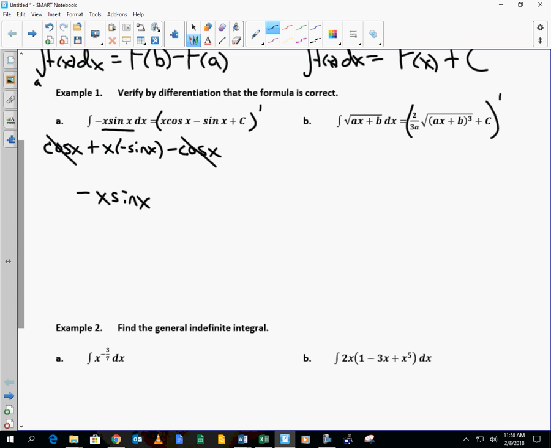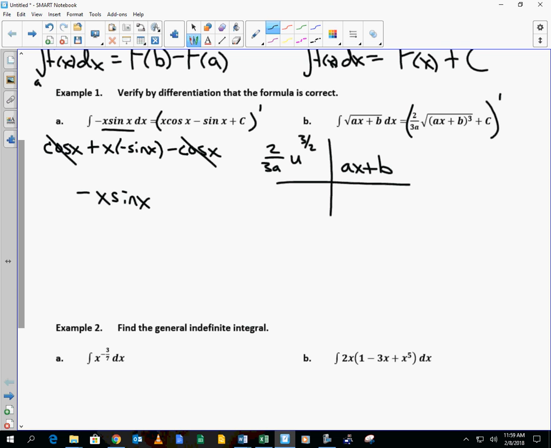So what rule do I have to use if I want to take this derivative? The chain rule. What's on the inside? ax plus b. What's on the outside? I have 2 over 3a times u to what power? U to what power? 3 halves.